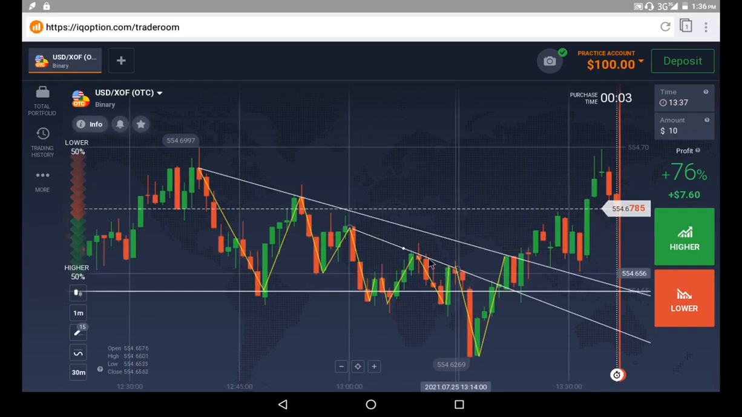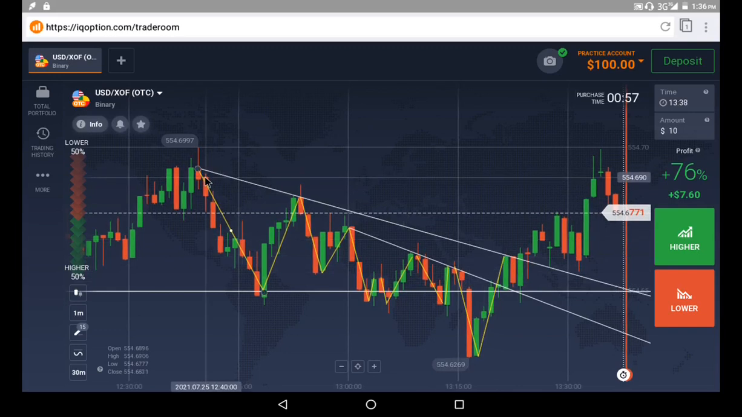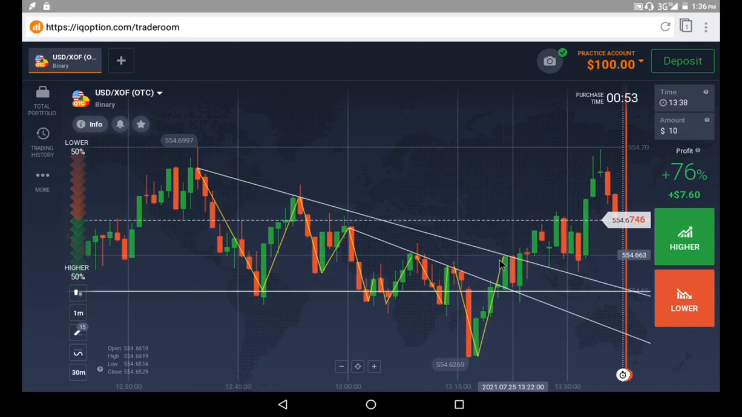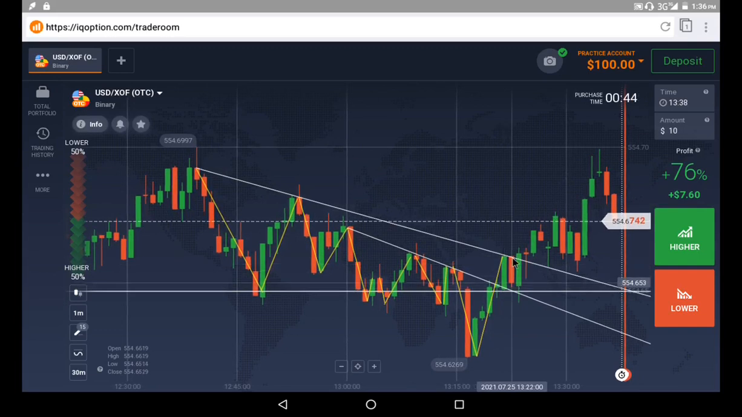Here where the sellers' entry point was, again this candle broke the level. It closed at the previous seller's entry point, the upper trend line here. You can see it closed exactly at that area, and a breakout. So the sellers will try to enter again.